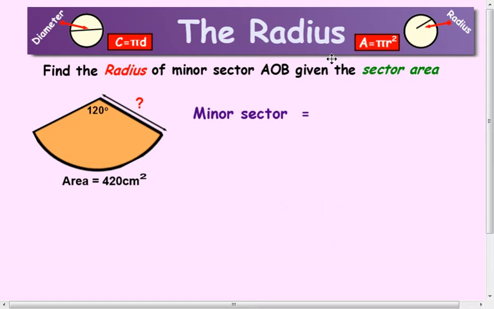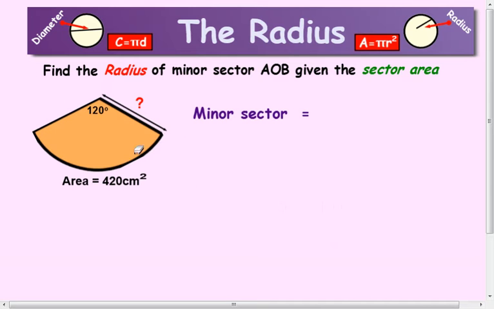In this lesson we're going to look at calculating the radius if we're given the sector this time instead of the arc. So let's look at it again. We've got the area of the sector, which is 420, and we've got the angle at the centre, and we're trying to find the radius here.